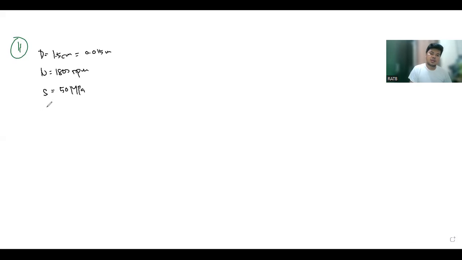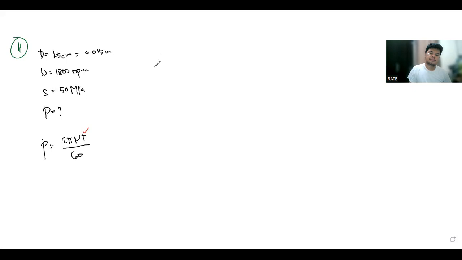So we are asked for the power developed, the power that can be transmitted. We know that power is equal to 2 pi nT divided by 60, only if we are provided with the torque. So then we can calculate. However, we're not given the torque, so perhaps we can use the stress formula.